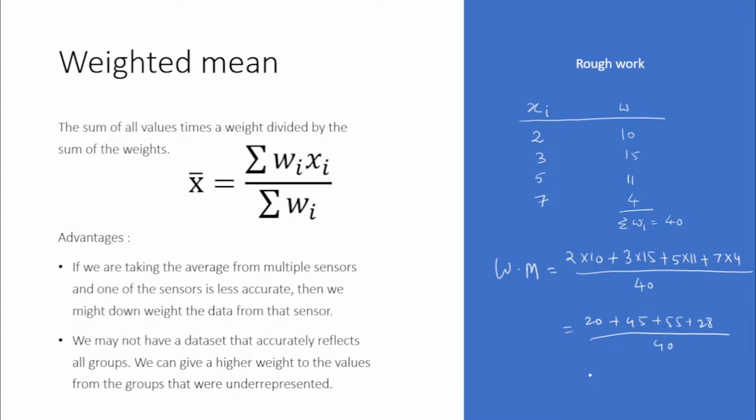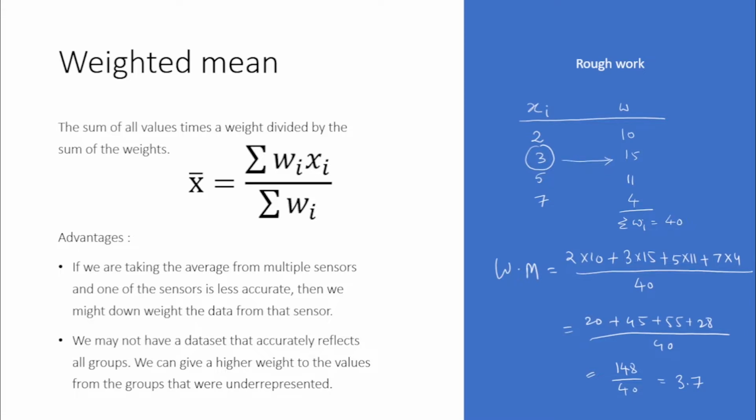If we add this, we get 148, and then divide by 40. So this will give us 3.7. As you can see, our mean is closer to this value, and it is expected also because this is given the highest weight.